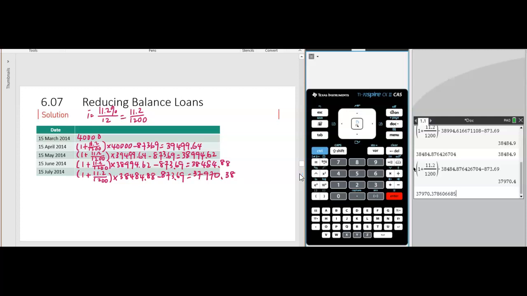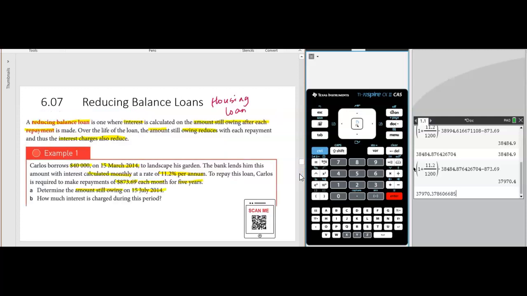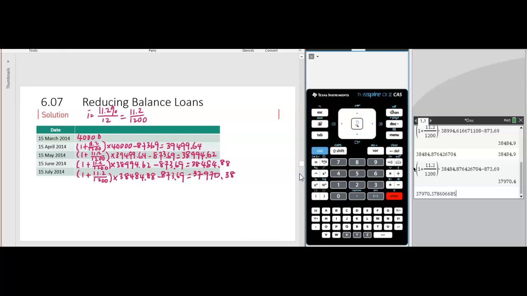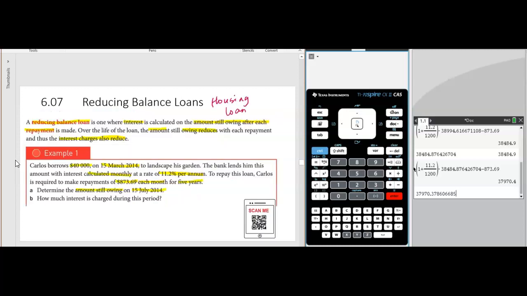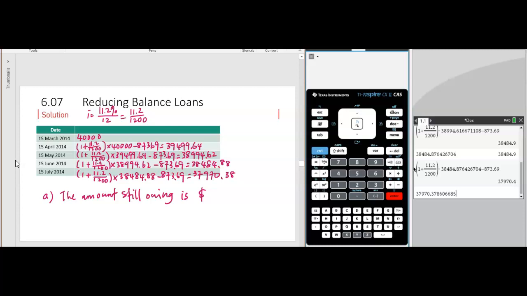So how much is the amount owing? If you look at the question there, for A, the amount still owing is, do remember to have the dollar sign. Check whether the unit is in dollars. So continue with that.